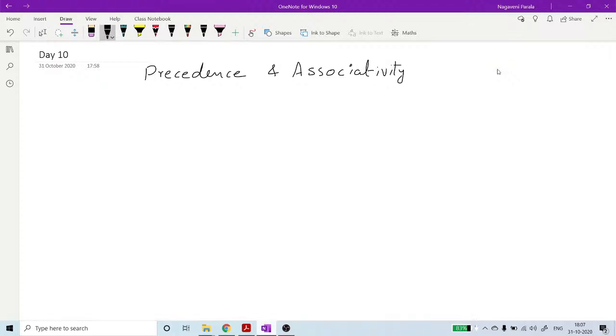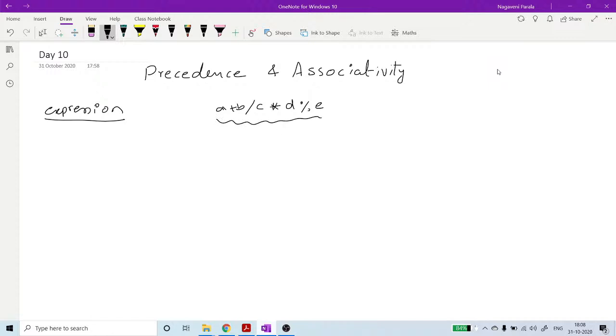First one is expression, right? So what is an expression? An expression is a collection of operators and operands in a proper syntax, and it yields a single value. Suppose I have written a plus b divided by c star d modulo e. Suppose I have written this expression. So this is a very big expression.